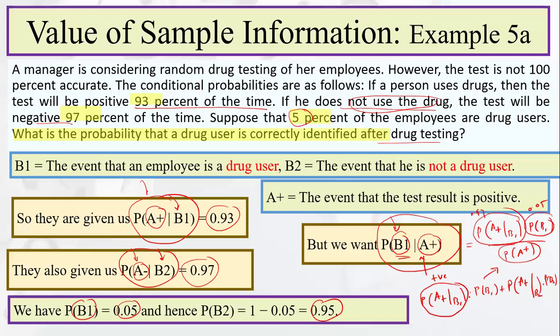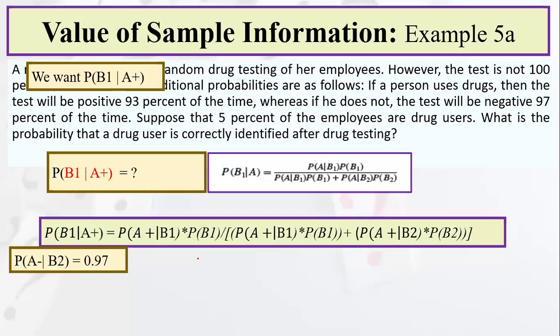This is given to you, 0.93. This is given to you, 0.05. This is given to you, 0.95. This is given to you in a different way. For B2, this is 0.97. Either he is producing the drug or not producing the drug, the total is going to be 1, so it's going to be 1 minus.